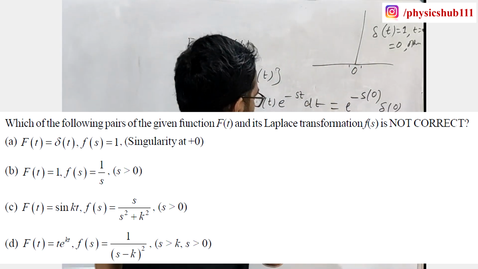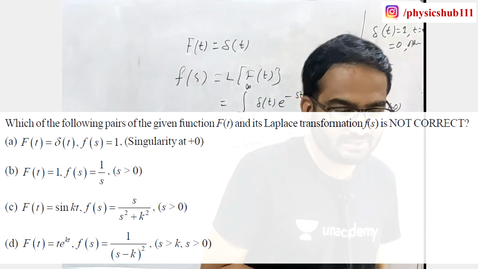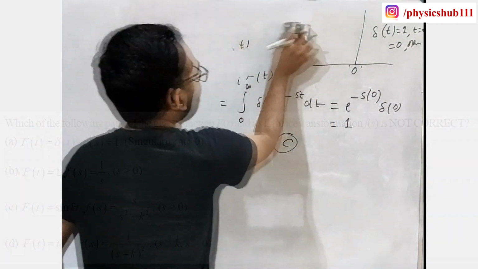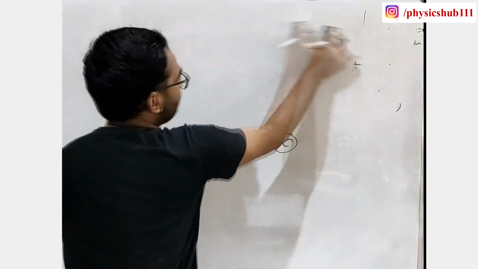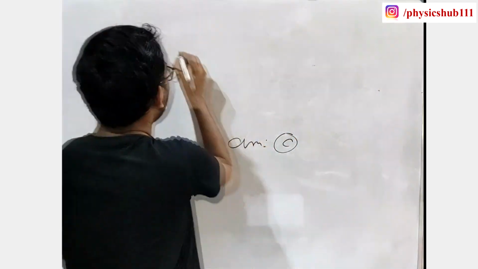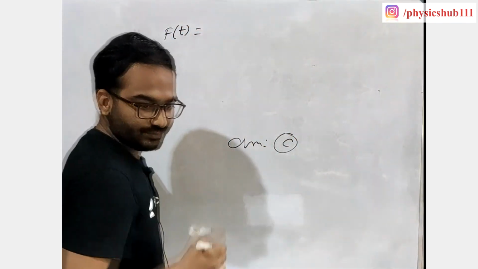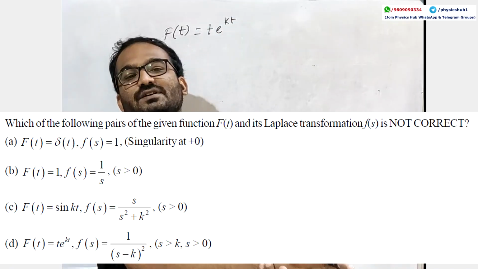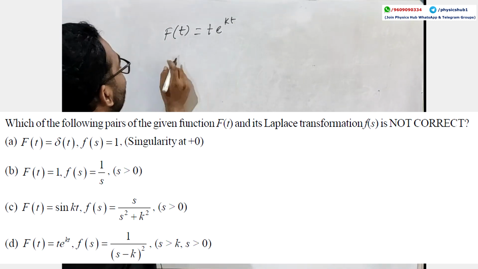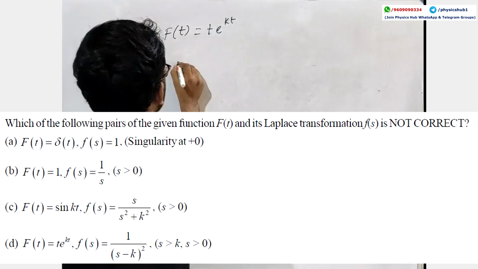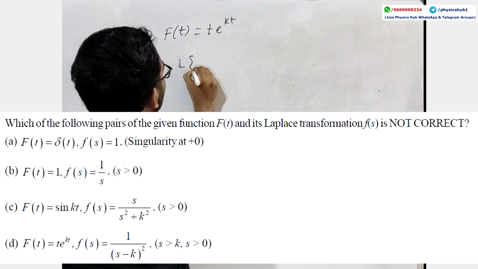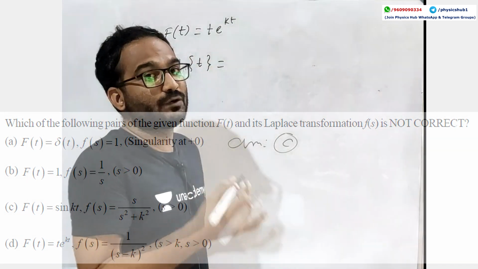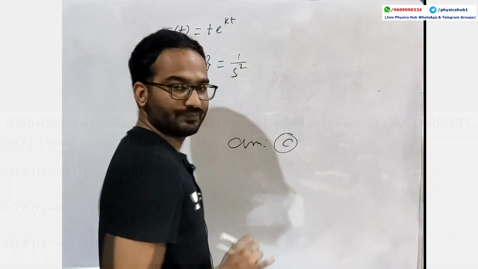So the answer for this question is option C. Option C is the incorrect option, and the last one, f(t) equals t e to the power kt. So although we have got our answer, let's check for the sake of completeness. This exponential term just helps you to shift the thing. So we can easily find the Laplace transform of t. Laplace transform of t is, here t means t to the power 1, so 1 by s square.